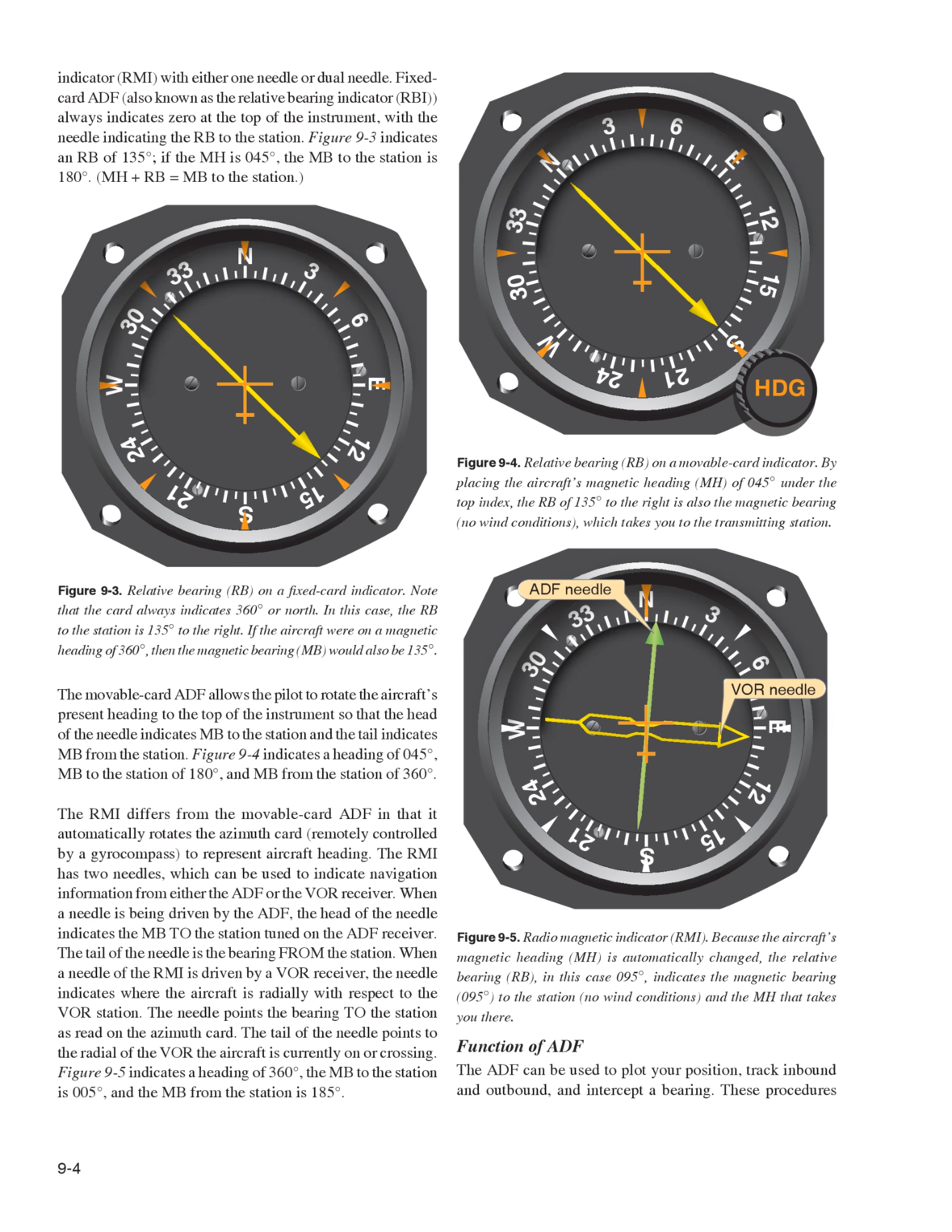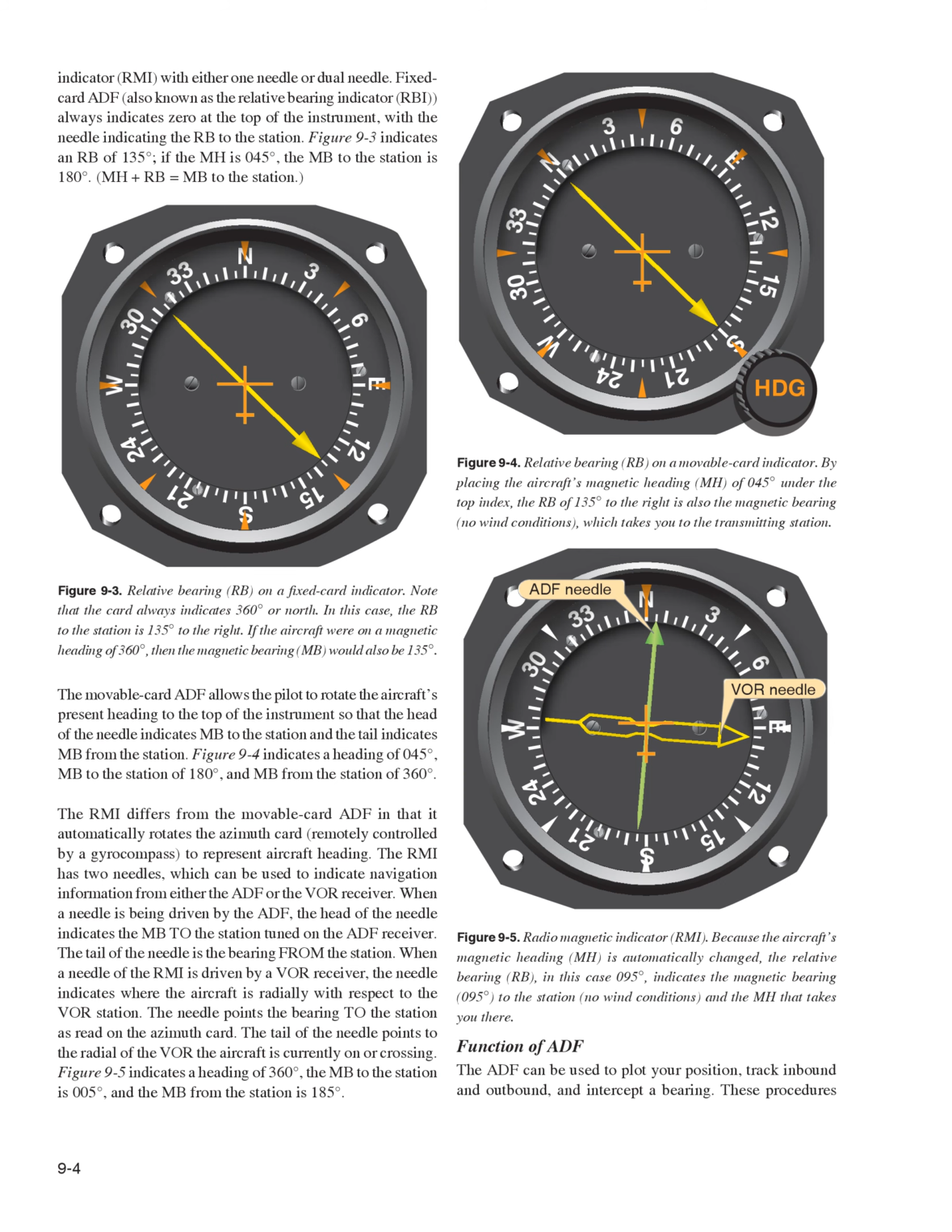The movable card ADF allows the pilot to rotate the aircraft's present heading to the top of the instrument so that the head of the needle indicates MB to the station and the tail indicates MB from the station. Figure 9.4 indicates a heading of 045 degrees, MB to the station of 180 degrees, and MB from the station of 360 degrees. The RMI differs from the movable card ADF in that it automatically rotates the azimuth card, remotely controlled by a gyrocompass, to represent aircraft heading.